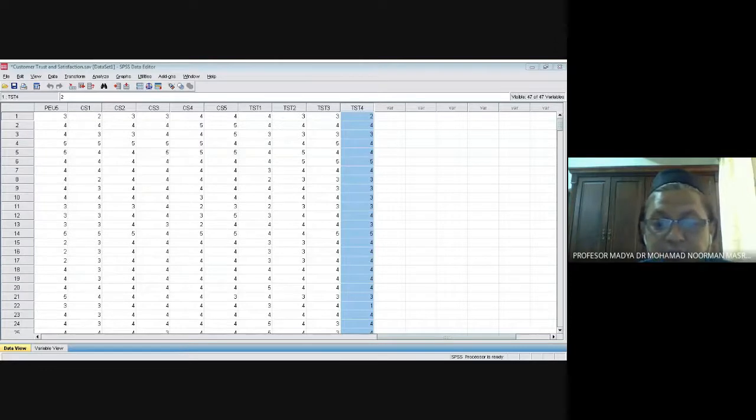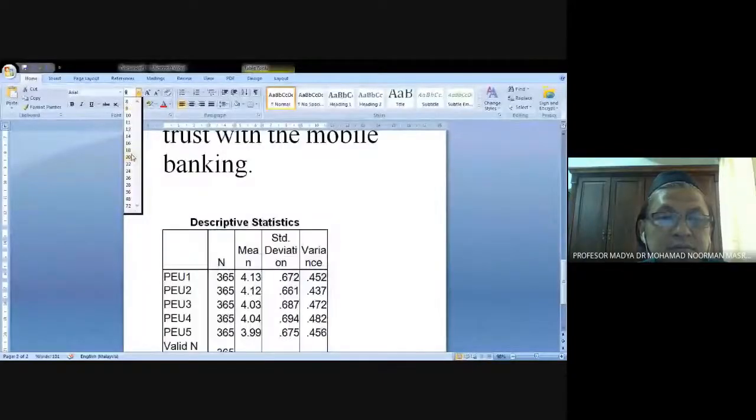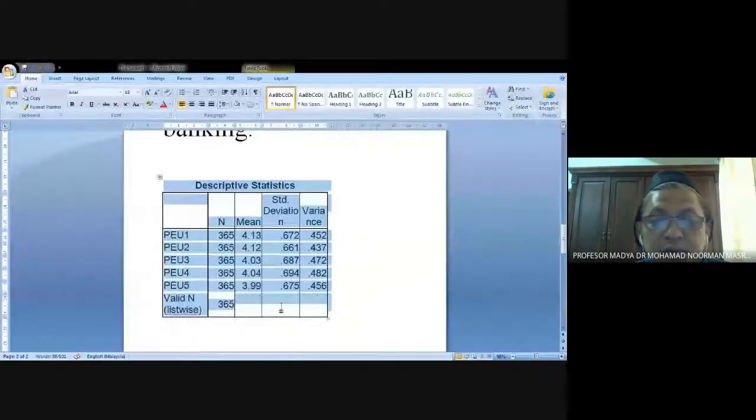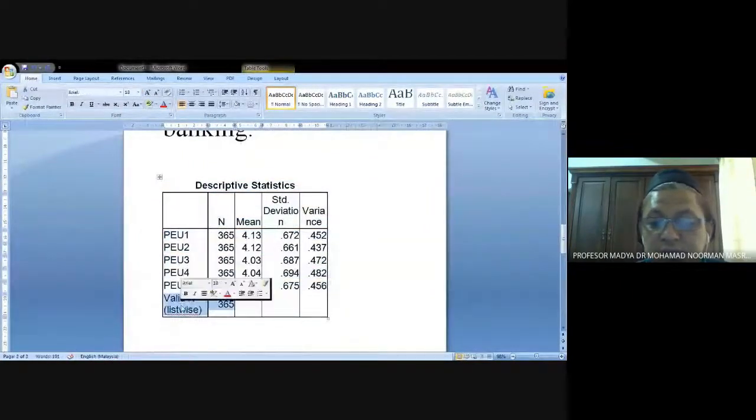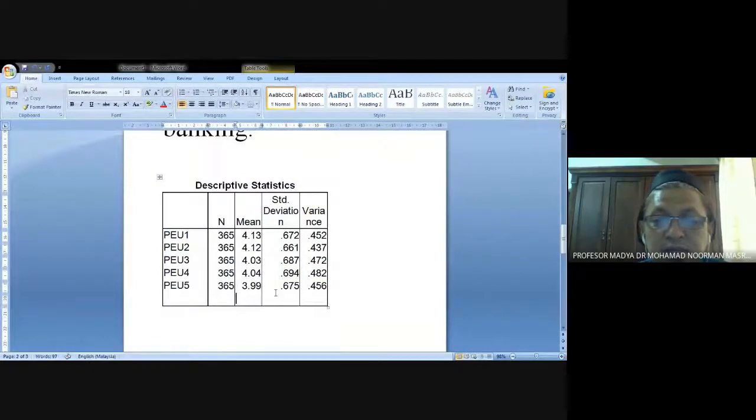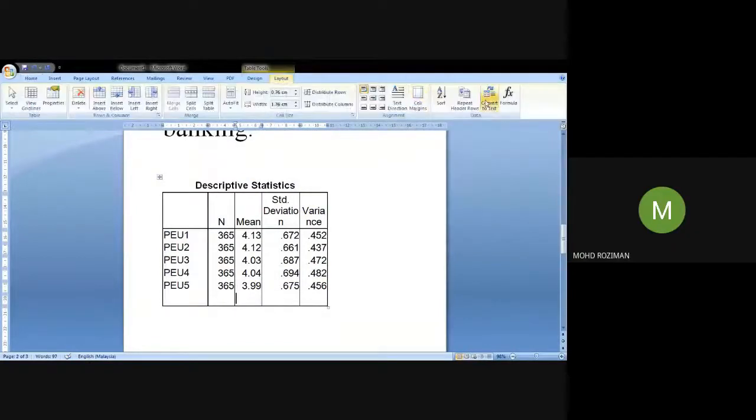Control V. Let me switch to Microsoft Word. Can you see Microsoft Word? I'm going to take this. Can you see? Yes, Prof.